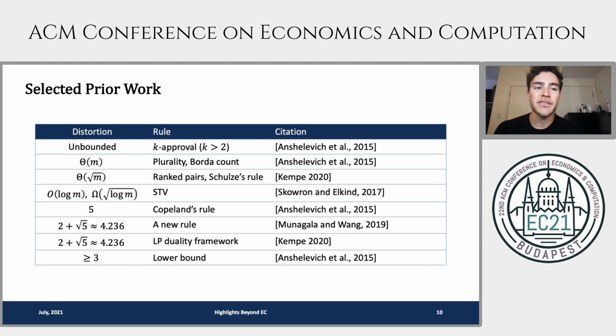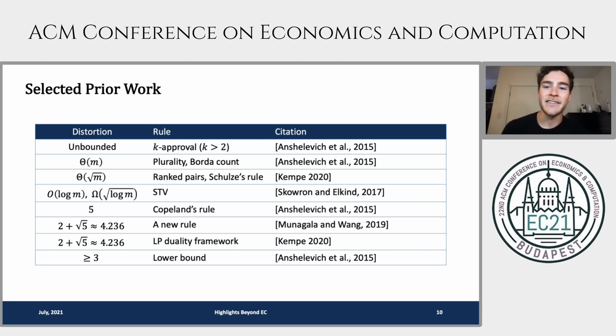And for a long time, this was actually the best voting rule we knew. So there was a gap between this upper bound of 5 and the lower bound of 3. And that was until 2 papers in 2019 and 2020 that each introduced 2 brand new voting rules that both broke this barrier, achieving distortion of about 4.2. So closer to 3, but still not tightening this gap.